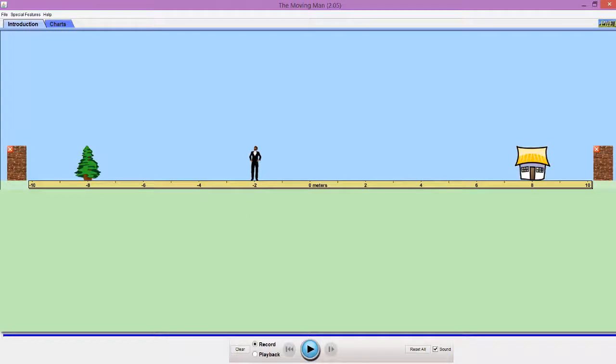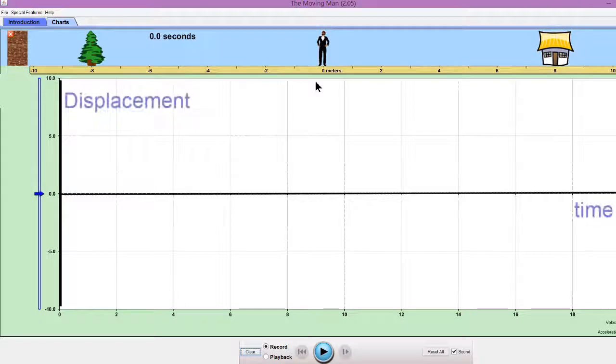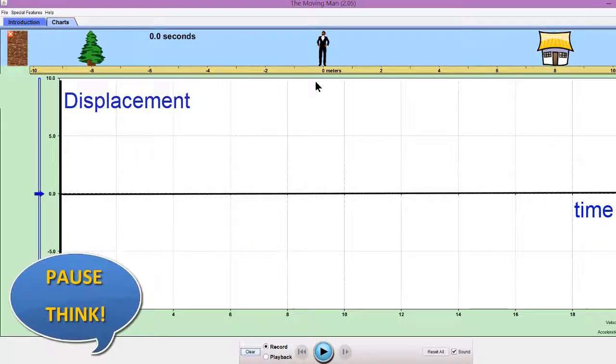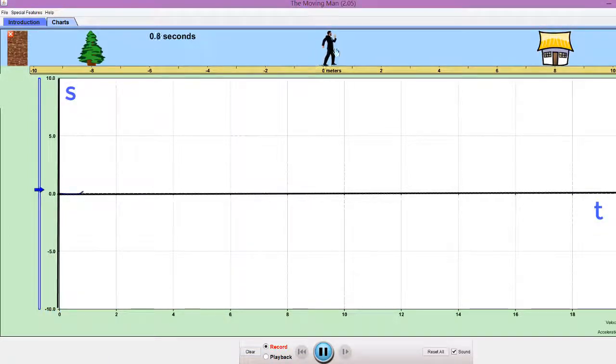We can present displacement information most usefully on a graph or chart. Here are the axes for my first displacement time graph. I'm going to drag the man towards the right at a fairly low steady speed. Just pause and think, what kind of graph do you think I'll get? Did you get it right?